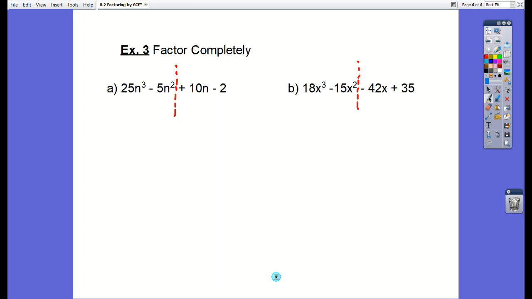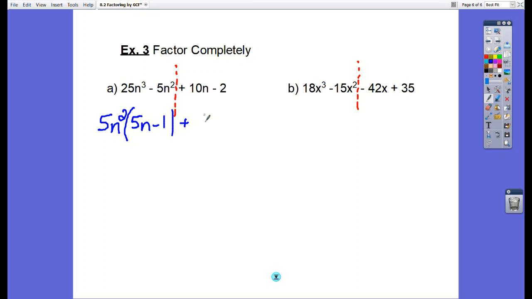All right, Alex, on the left side for part A, what's our GCF and how does the left side factor? Yeah, let's take out a positive 5n. It'll make it a little bit easier for us. You do get the same answer though. There we go. Left with a 5n minus 1. Porter, what about the right side?